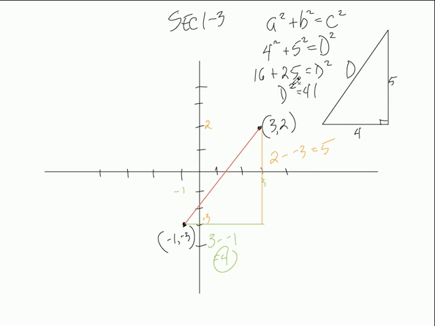What do you do to get rid of that square? Say it, Nick. Square root. Square root it. That's right. Take the square root of both sides. So what's d? What's the distance? It's the square root of 41.